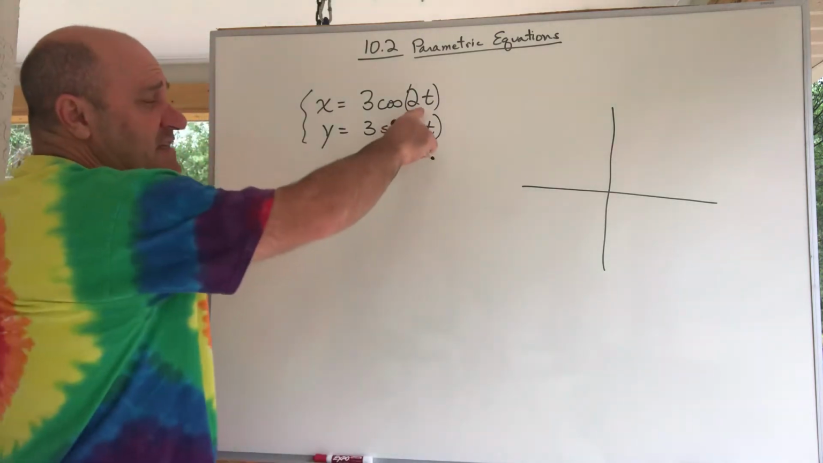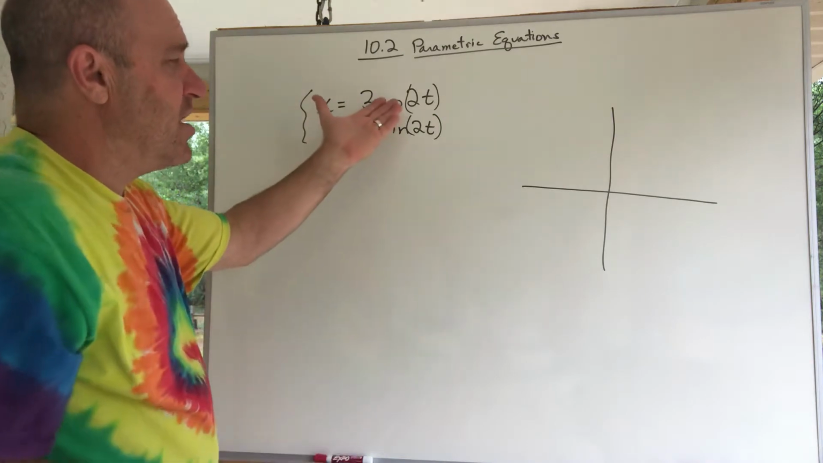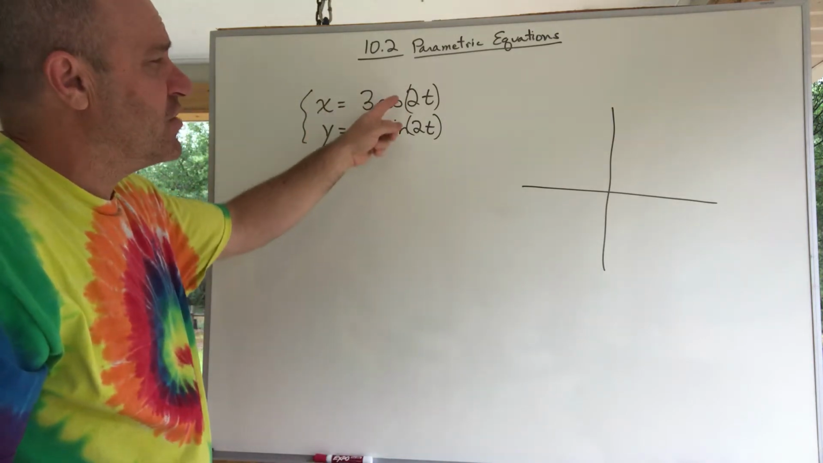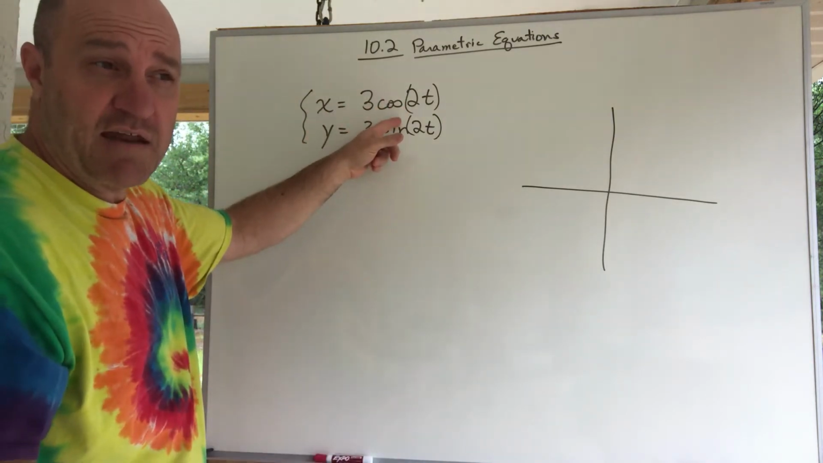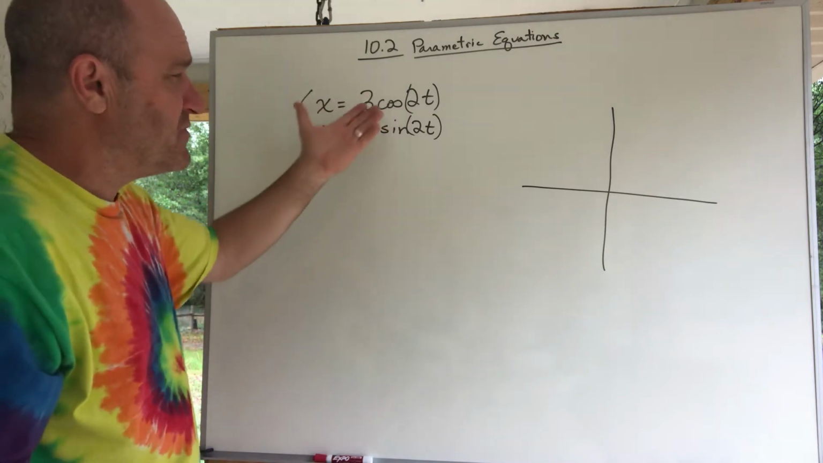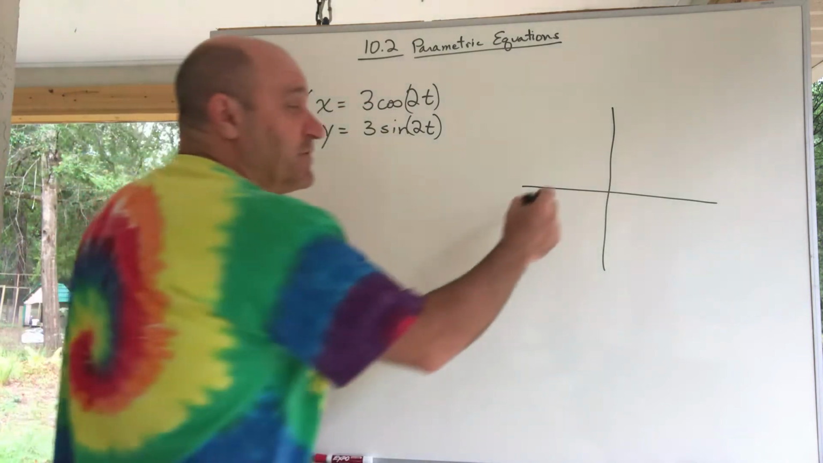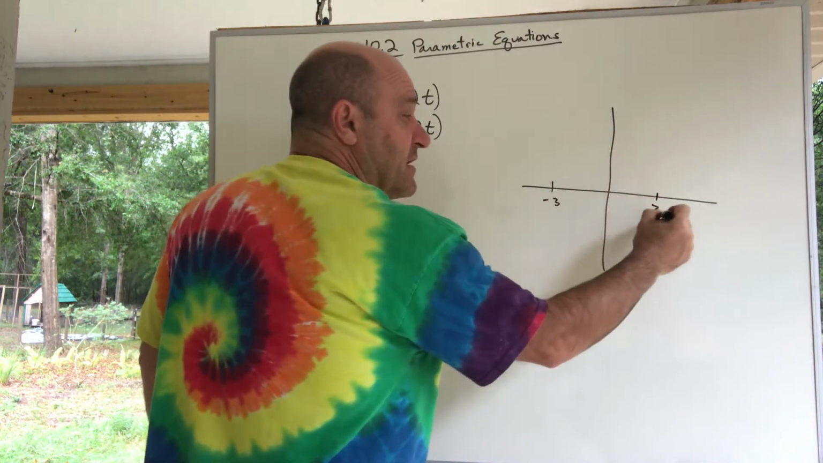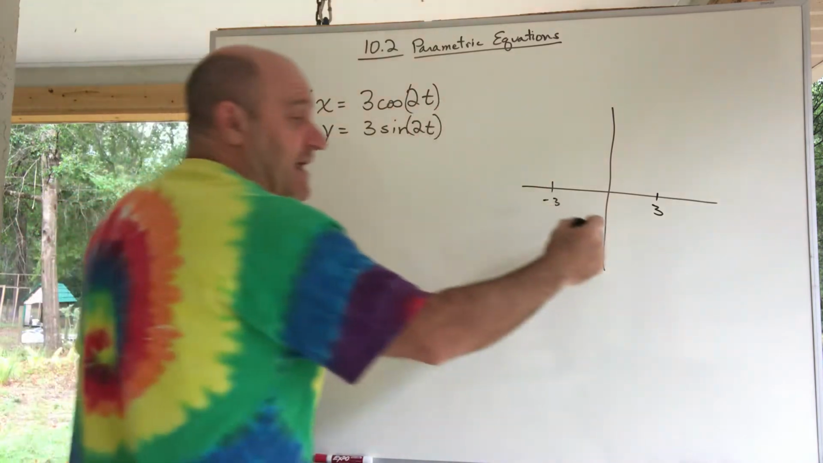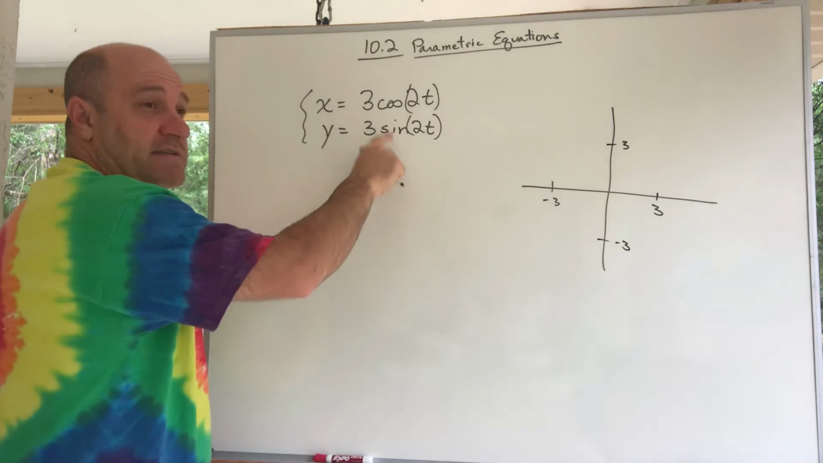Here's another way to think. I told you t is allowed to be anything at all. But when it comes out of this cosine function, cosine spits out numbers between -1 and 1. Of course, if you multiply by 3, it spits out numbers between -3 and 3. So x lives between -3 and 3. Y lives between -3 and 3 because sine does the same thing.